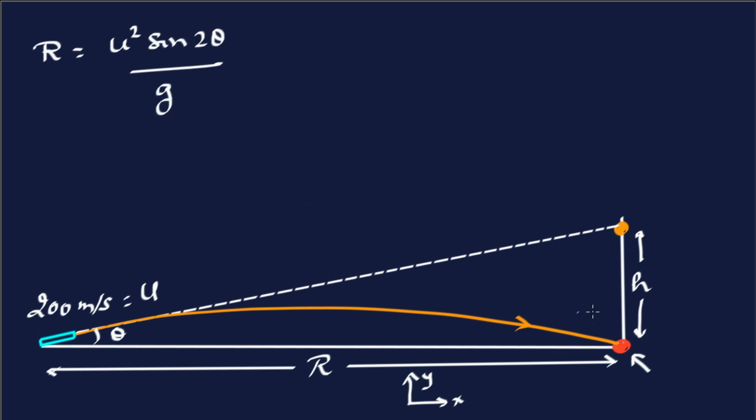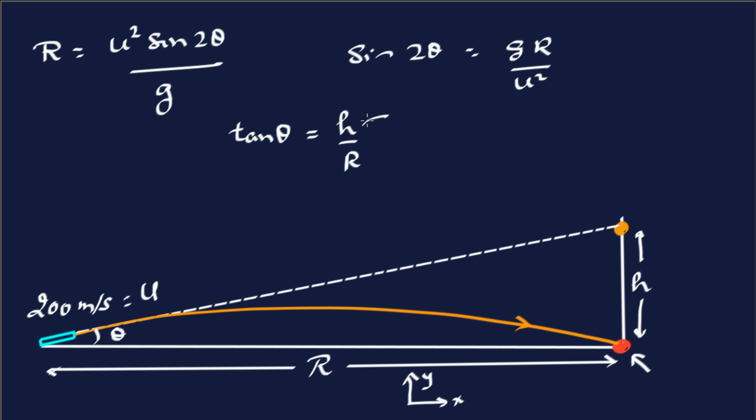So given the distance of the target from the gun, which is on the same level, and given the initial velocity, that is the velocity with which the gun fires the bullet, we can find the angle from this formula. So sin 2 theta is equal to gr by u squared. And once you get theta, all you have to do is use tan theta is equal to h by r to find the height h of the point at which the gun should be aimed so that the bullet hits the target.